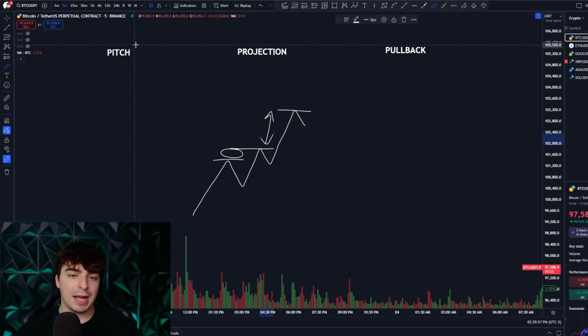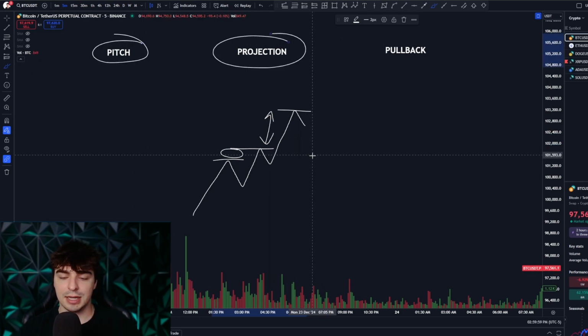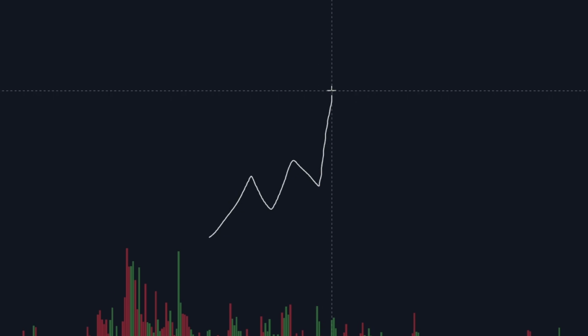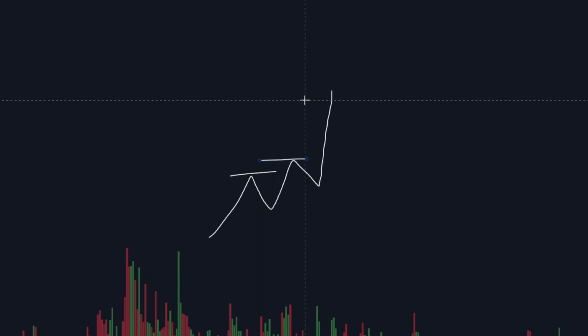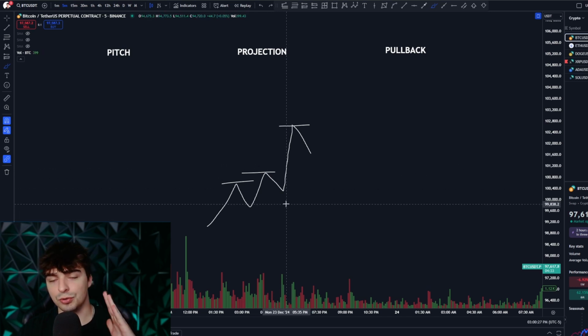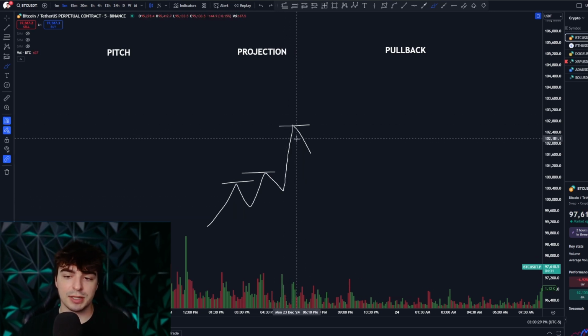Now you can combine pitch and projection in this case for an example that looks something like this. Let's say you have an increasing projection and an increase in pitch, right? So now you have an increase in projection because we're making highs that are a larger distance from the previous highs. And you're also doing it in a way where you have a steep pitch, right? So the angle in which you're rising is pretty steep, which means price is obviously strong.